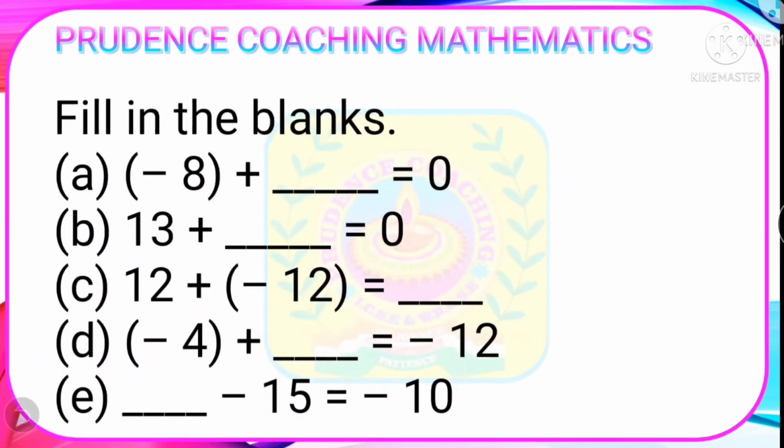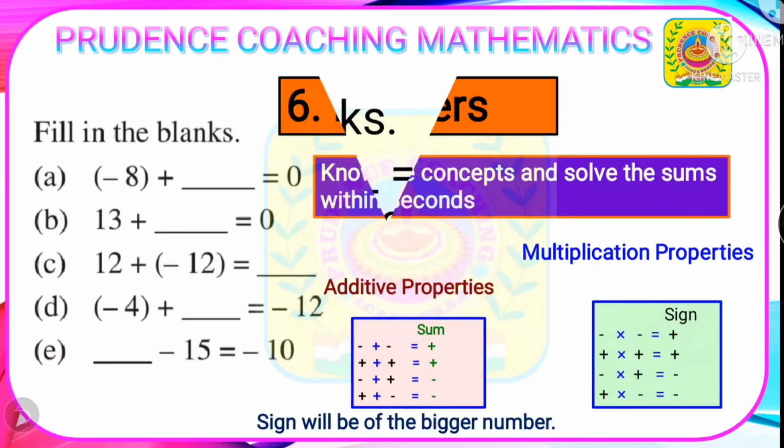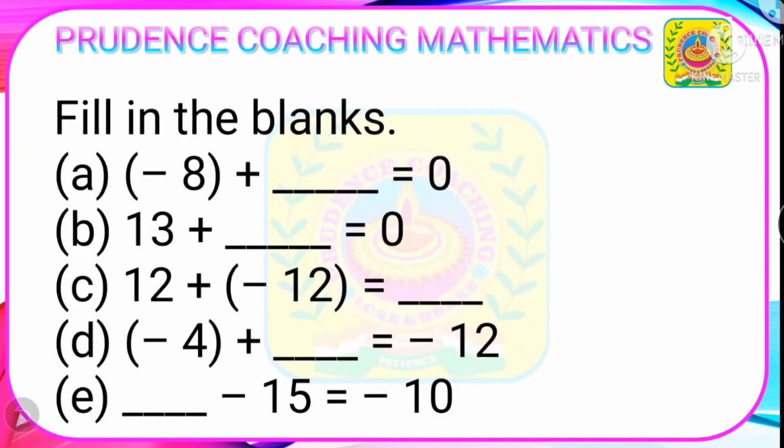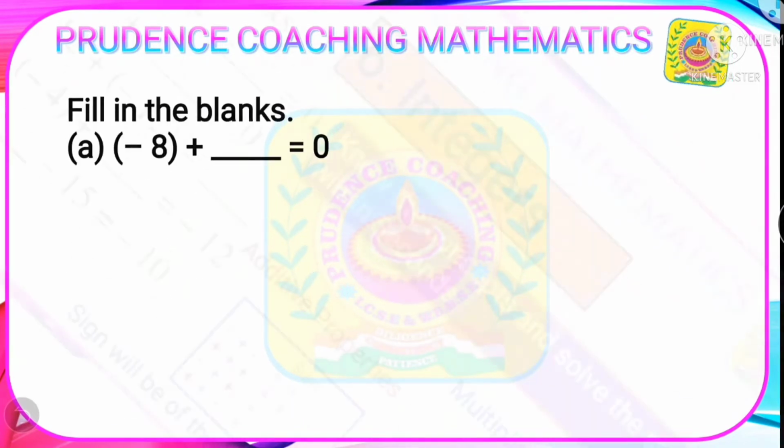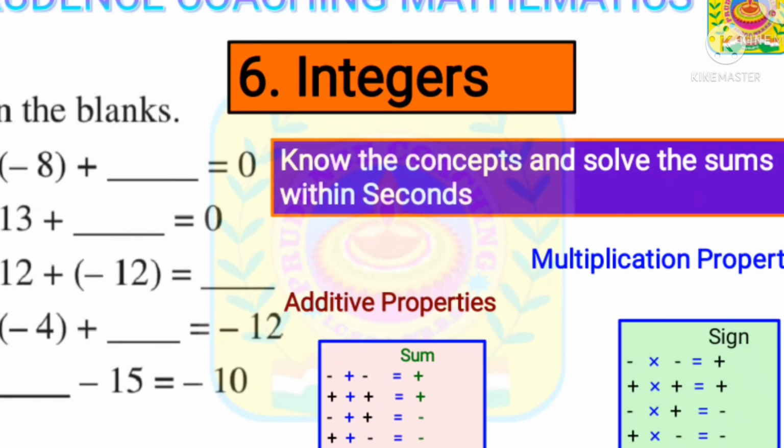Now students, on your request we came up with the second part of this video. As you can see here, you need to fill in the blanks. So here you will start with the number A. Here, minus 8 plus which number will give you 0?